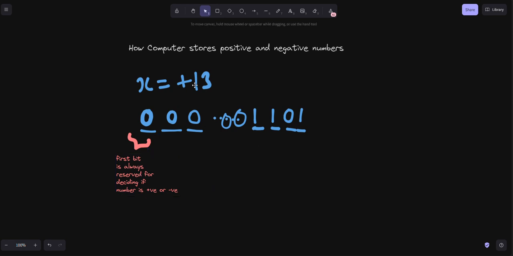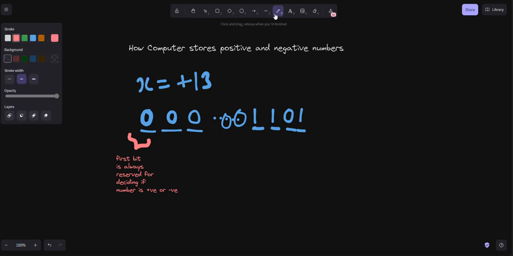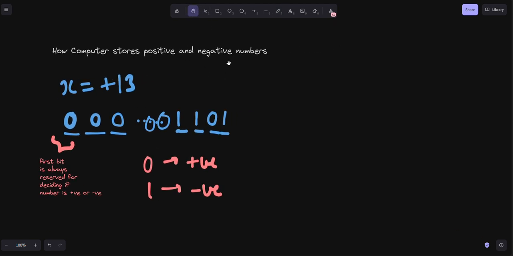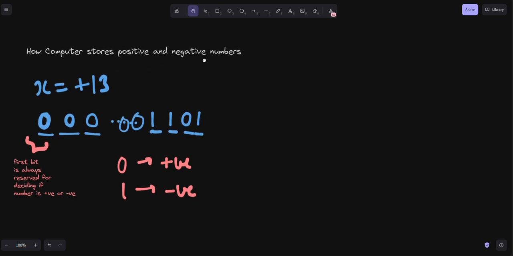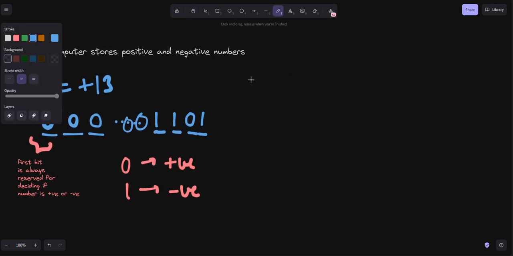So if it is plus, the first bit will be 0. If the first bit is 1, then it means the number is negative. That's the whole point. Now one more thing you need to know: this is the case for x equal to plus 13. Now what if I wrote x equal to minus 13? How does the computer store this number? We will see.